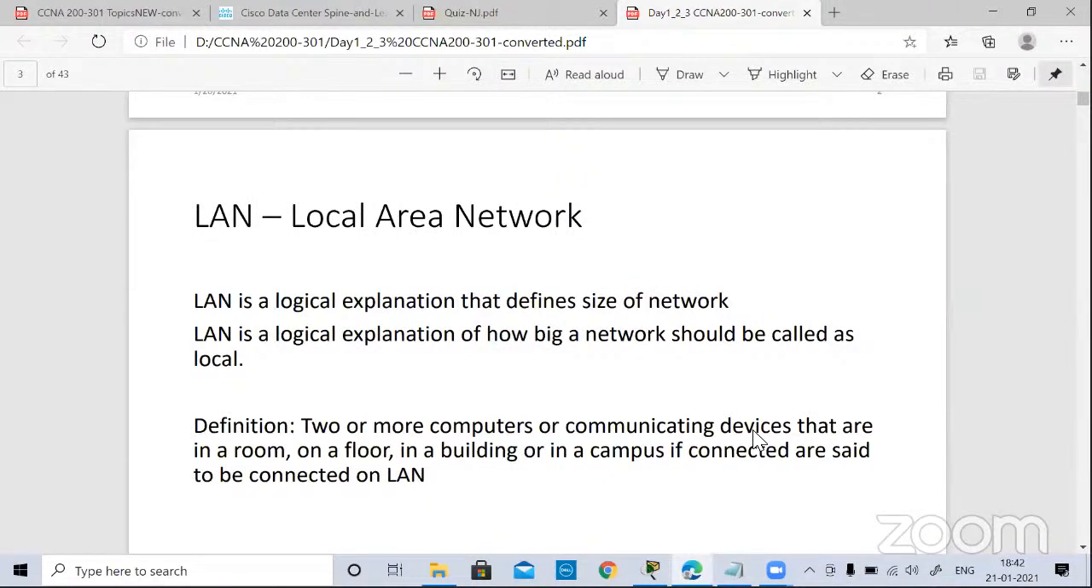Okay, so a very quick and simple definition: two or more computers or any devices, because it is not necessary that we have computers in place. We may have switches also. So any nodes, a simple term I can say is nodes, two or more nodes that are in a room, on a floor, in a building, or in a campus, if they are connected, it is a LAN.